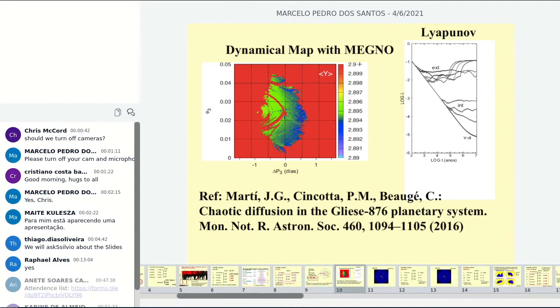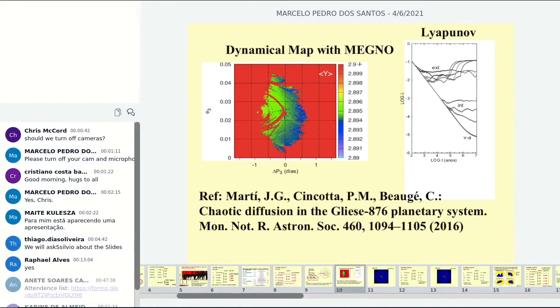Okay. We can also study the system with the tools used in the study of chaos. The figure on the left is constructed as follows. The first two planets are kept with their orbits as they are, and the third one is varied. The initial condition is varied in a grid of some hundreds of initial conditions. And for every one of these initial conditions, one indicator of chaos is computed.